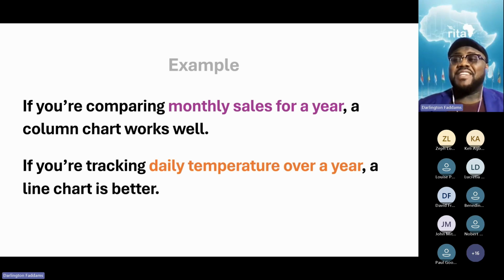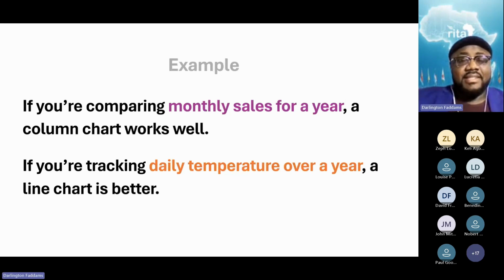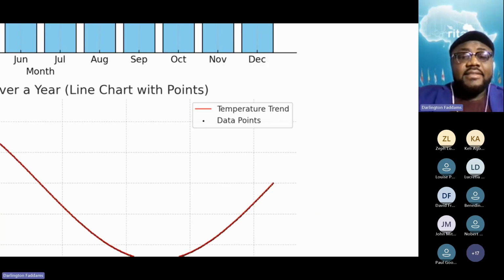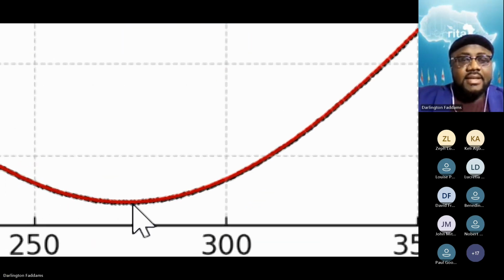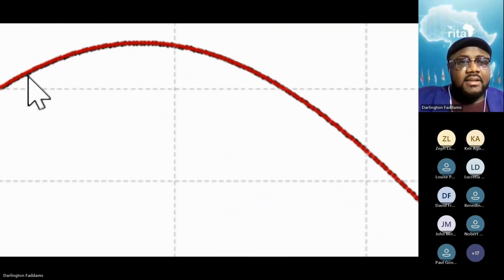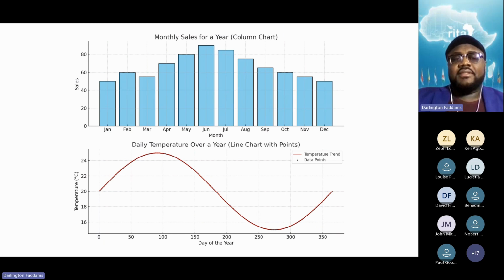And we are going to be covering a lot of charts that are used in data analytics. All right. So what I just gave you, this is how it looks. For the 12 months, the column chart is okay. But for the 365 days, look at the points here. I don't know if you can see the points here. So with this, we have 365 points.